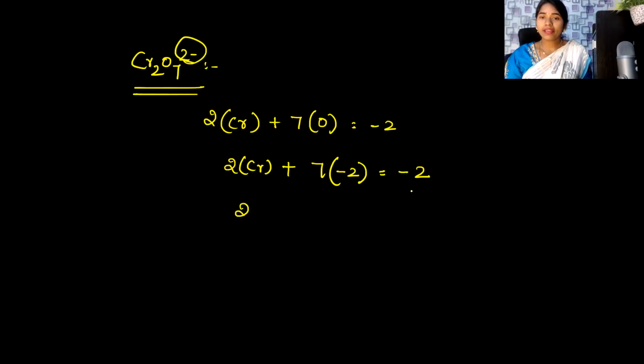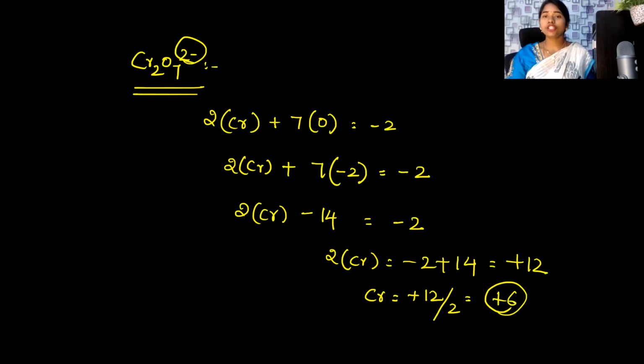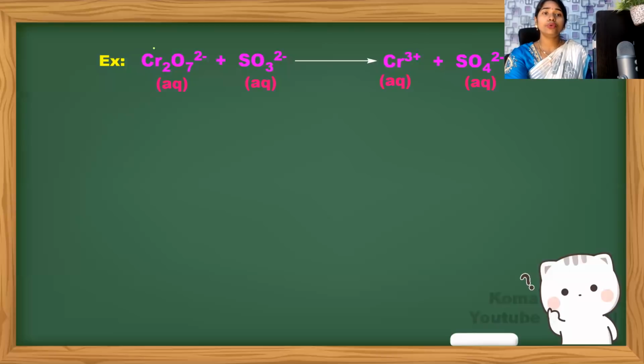Why am I taking -2 here? The sum of all oxidation states is equal to the charge. Then 2 Cr plus 7 into -2, minus 14, is equal to -2. Then 2 Cr is equal to -2 plus 14, which is plus 12. For 2 chromium it is plus 12, then for 1 chromium it is plus 6. So I'm going to write plus 6 here.